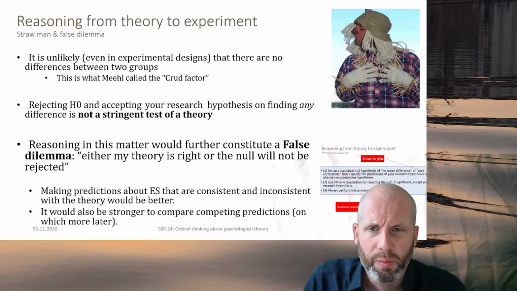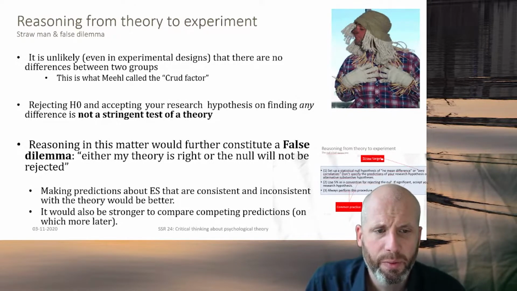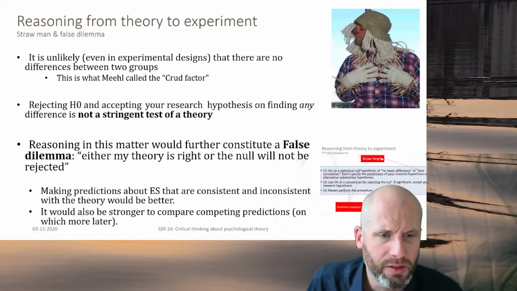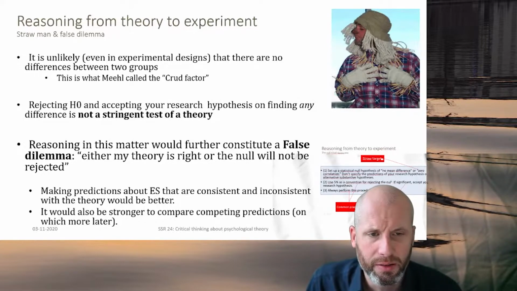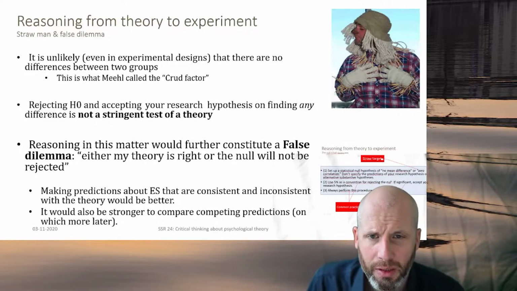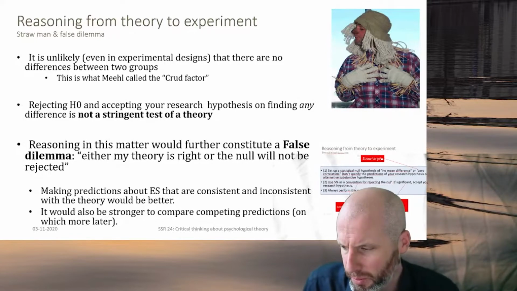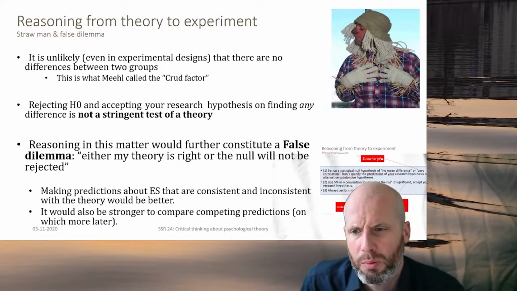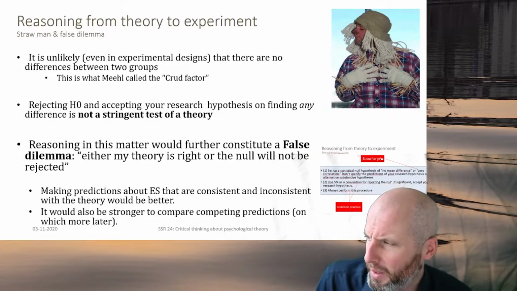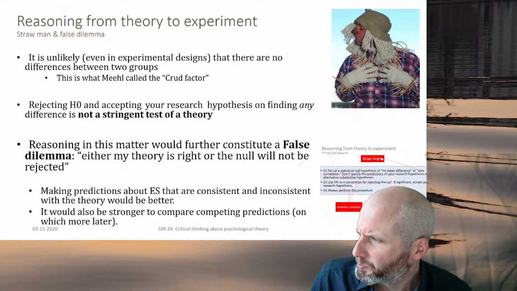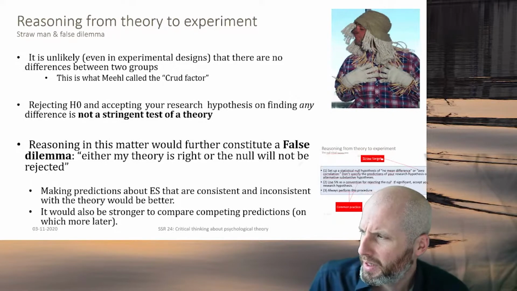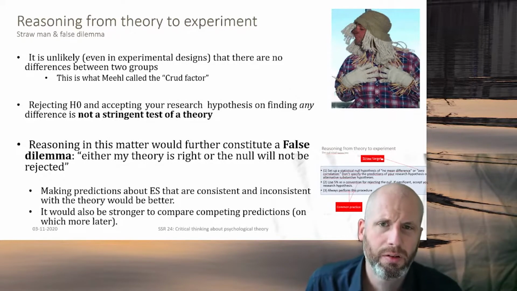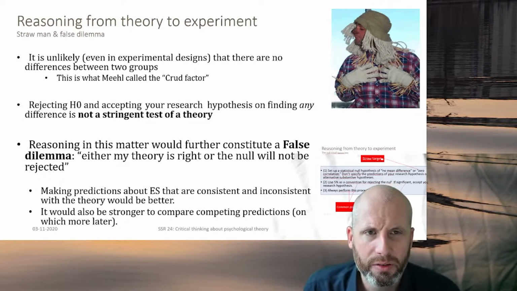I call that a version of the straw man or straw target and false dilemma because it's a very weak test of your theory, right? It's very unlikely, especially in correlational designs, that two variables are unrelated in any way, right? There will always be some correlation between them because the stuff we're interested in is somehow connected, even in an indirect way. And even in experimental designs, it's unlikely that the literal null hypothesis of zero difference whatsoever between two groups is true.